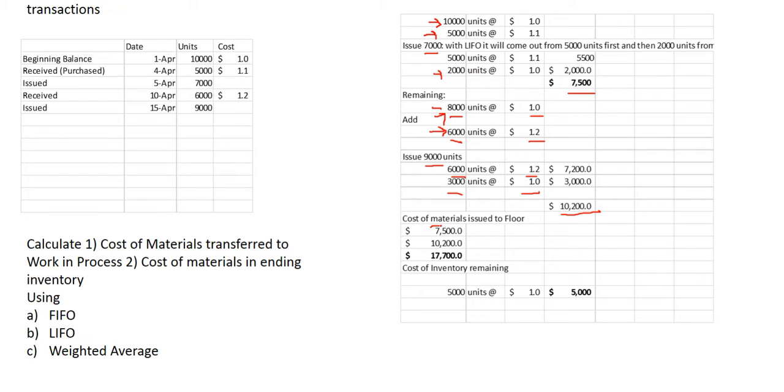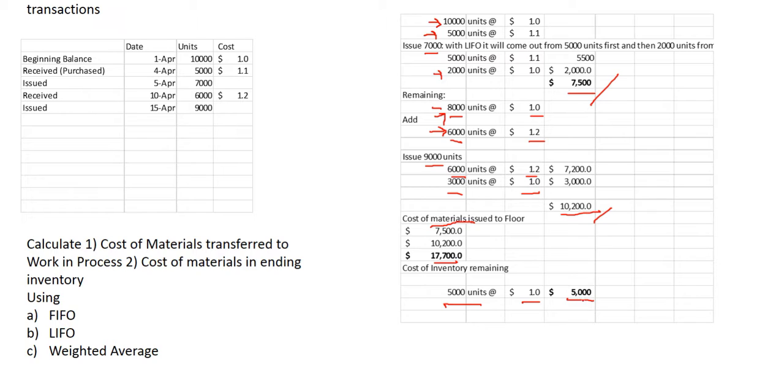Now the cost of materials issued to the production floor is adding this plus this, $17,700. What's remaining is 10,000 minus 2,000 minus 3,000, so 5,000 units at $1. Since it's last in first out, the first ones will remain in the inventory. So the cost of inventory is $5,000.